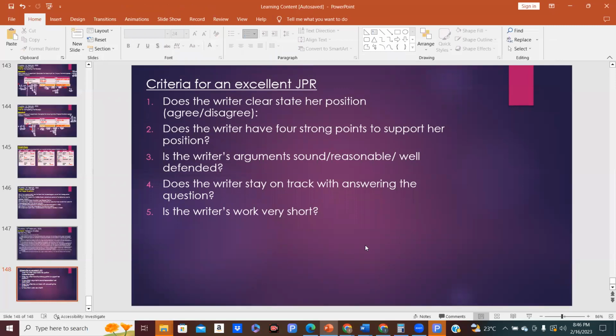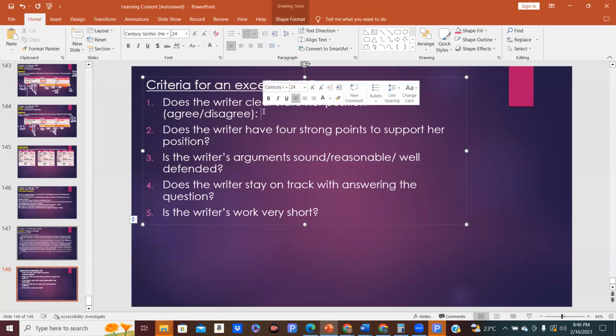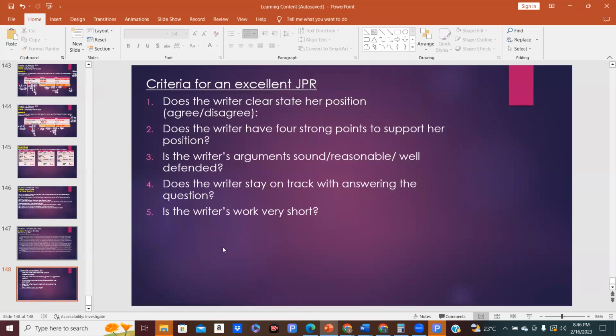Her JPR was great. Okay, why? For the first criteria, she agreed. Okay, so she clearly stated her position, right? Yes. So you would say her JPR is great because she clearly stated her position. Okay, that would be a good answer.